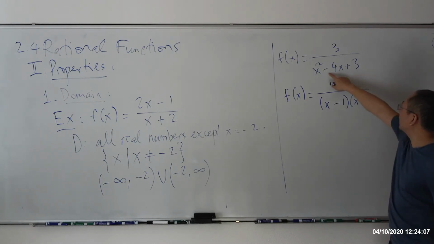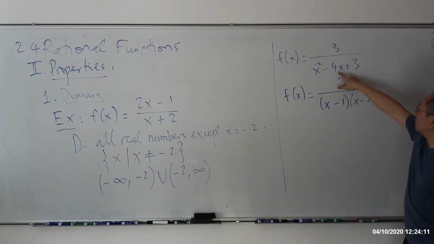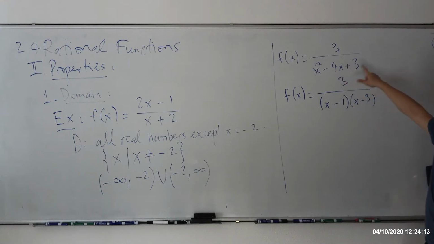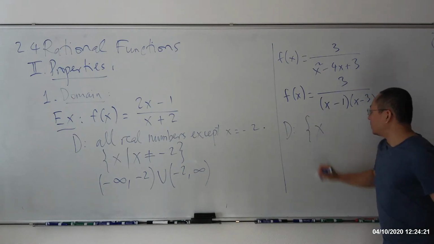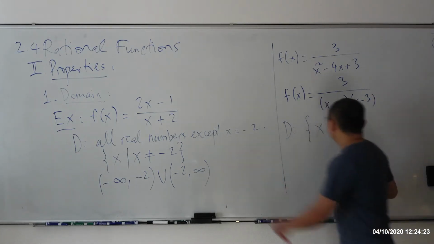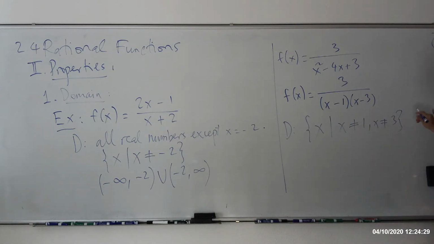This is, you factor this out. I give you very straightforward and simple numbers in here. -4 is -3 plus -1, and -3 times -1 is +3. So you have this. And the domain is what? All real numbers. So let me use set notation right here. x cannot be equal to 1 and x cannot be equal to 3. Curly bracket.